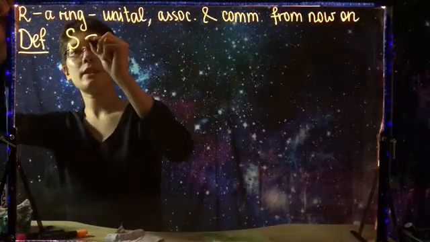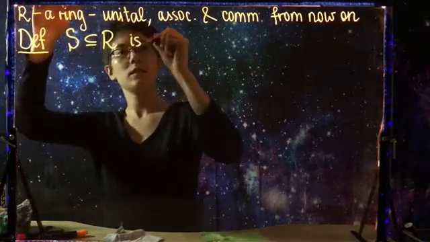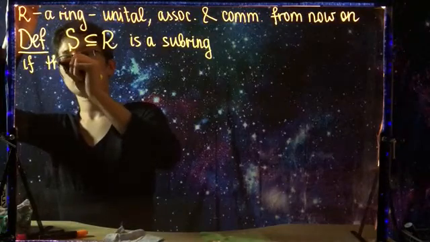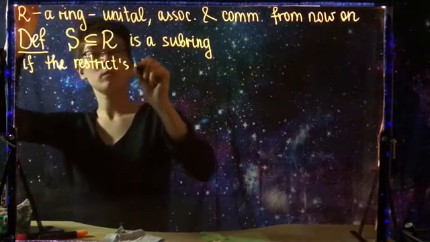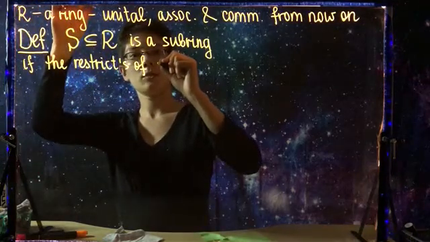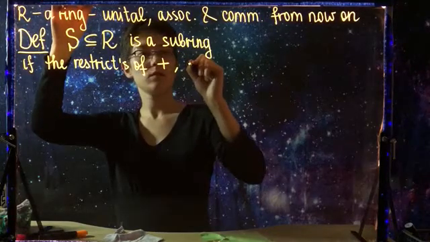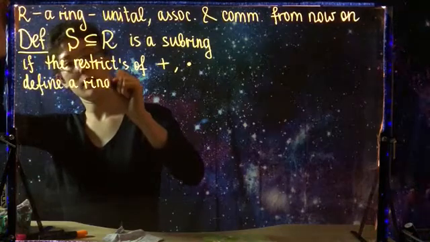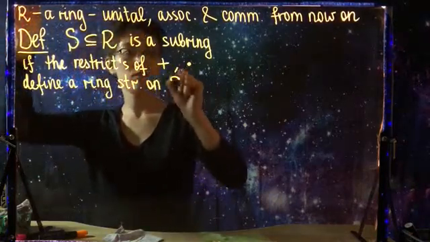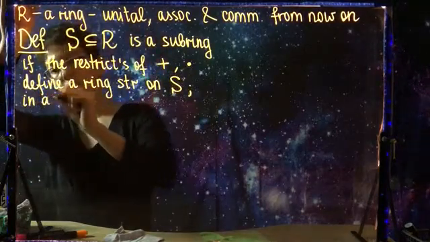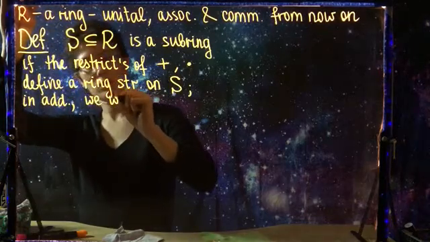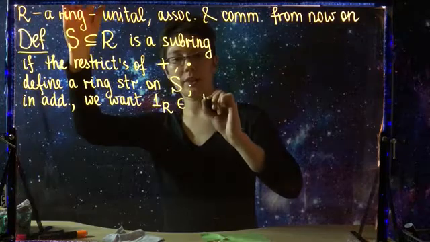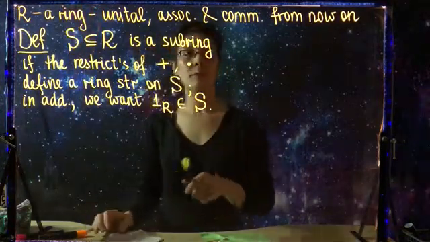And we say that a subset S inside R is a subring if the restrictions of both operations define a ring structure on S. And in addition, we want that the multiplicative identity of R is contained inside S, since all of our rings are assumed to be unital.